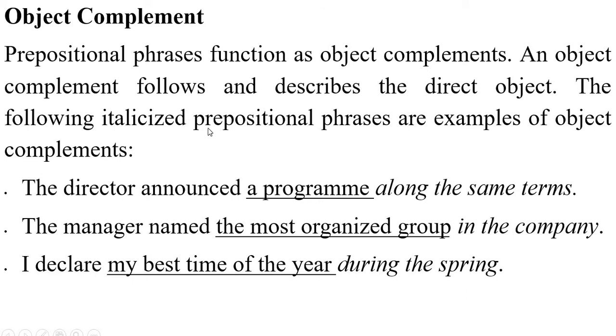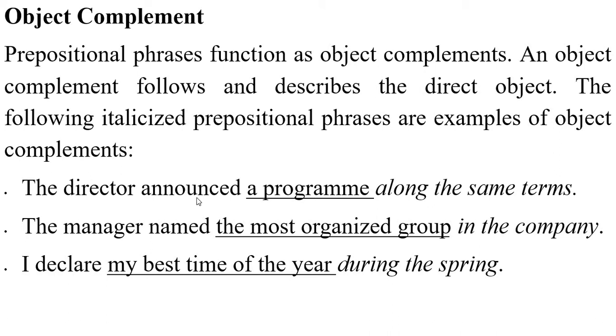Now we move on to a second point, which is the object, not direct, not indirect, but an object complement. You have here the word complement, so it's going to complement an object. Remember, before we have seen the subject complement. Well, the object complement is going to be a function here for prepositional phrases, and it is going to describe or give information about a direct object. So here again, you have two objects. The director announced what? He announced a program. So a program, what is its function? It's a direct object.